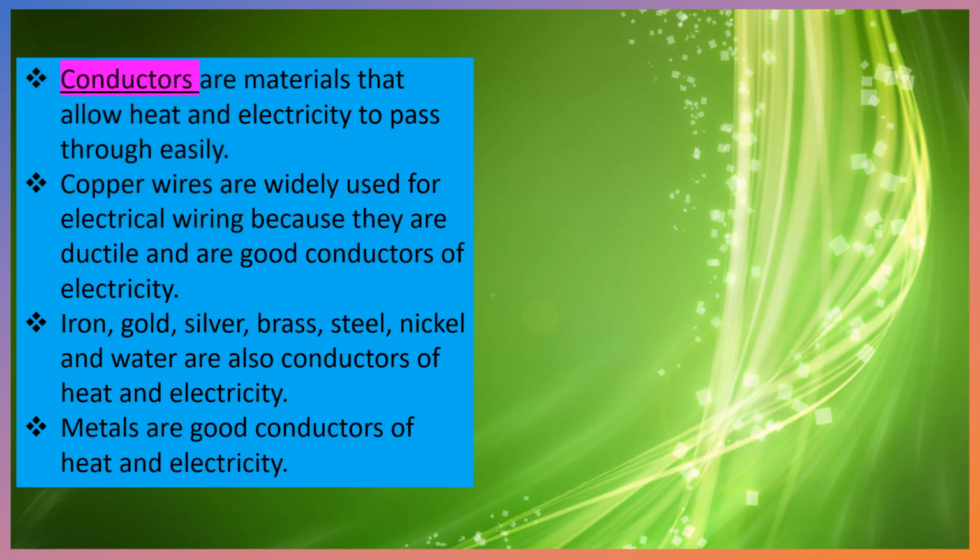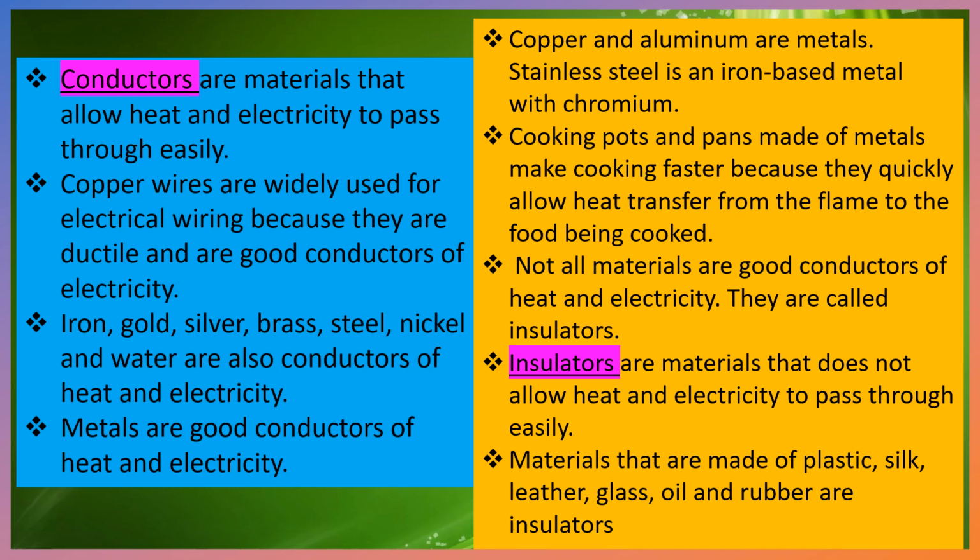So that means that conductors are materials that allow heat and electricity to pass through easily. Copper wires are widely used for electrical wiring because they are ductile and are good conductors of electricity. So iron, gold, silver, brass, steel, nickel, and water are also conductors of heat and electricity. Then metals are good conductors of heat and electricity. Copper and aluminum are metals. Stainless steel is an iron-based metal with chromium.